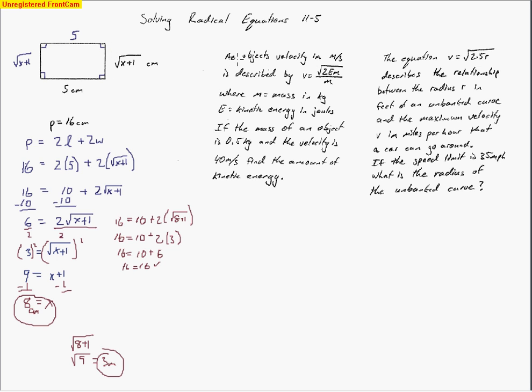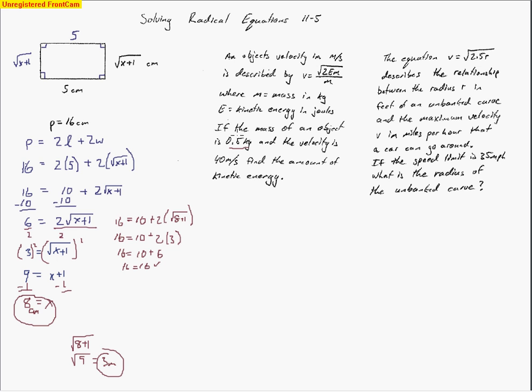Well, the next problem deals with energy. So let's read what it says. An object's velocity in meters per second is described by this formula here. Velocity equals the square root of 2 times the amount of kinetic energy in joules multiplied by its mass, divided by its mass. We are given m is mass in kilograms, E is kinetic energy in joules. If the mass of an object is 5/10 of a kilogram.